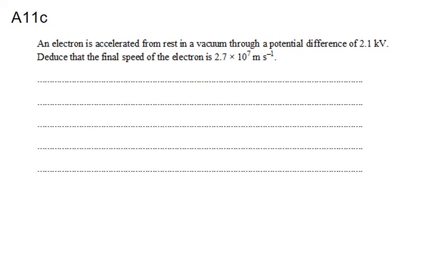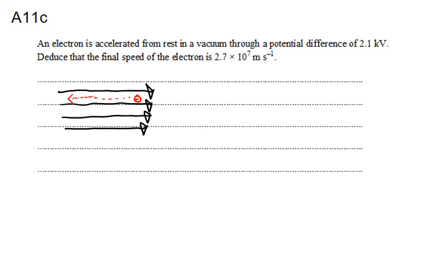Okay, an electron is accelerated from rest in a vacuum through a potential difference of 2.1 kilovolts. And deduce the final speed of the electron that it'll be going with, and they give you the answer here, 2.7 times 10 to the 7th meters per second. This is a former standardized question. And so, why don't you go ahead and give this a try, and you can use the data booklet for your information, and then when you're ready to check, you can hit play to continue.